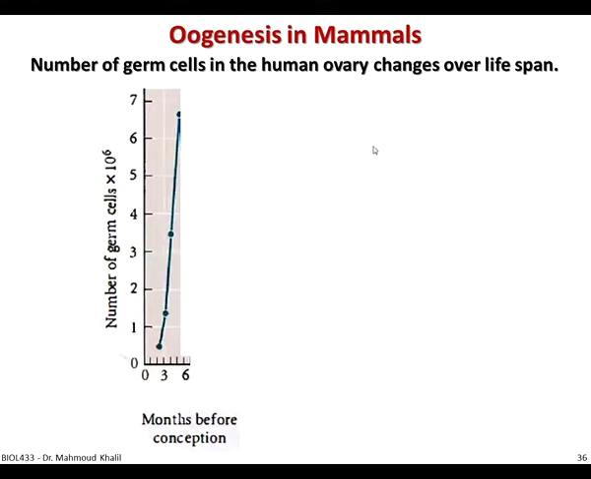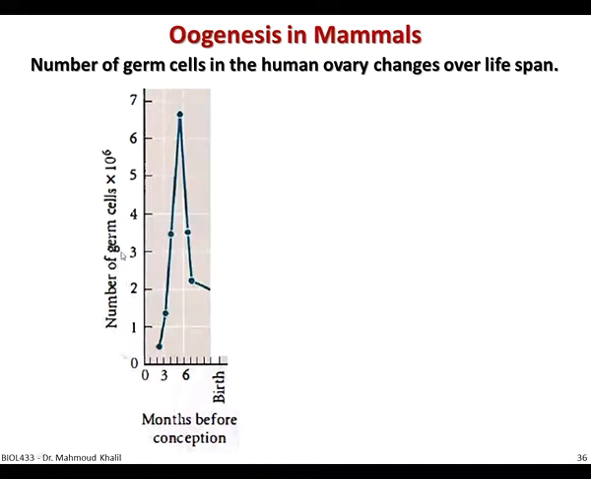So let's have a very good figure describing how the number of germ cells in the human ovary changes over the lifespan. Initially, you can see the y-axis represents the number of germ cells, and the x-axis represents the months before conception. You can see that the number of germ cells increases up to around the fifth month. Soon after that, it decreases in number.